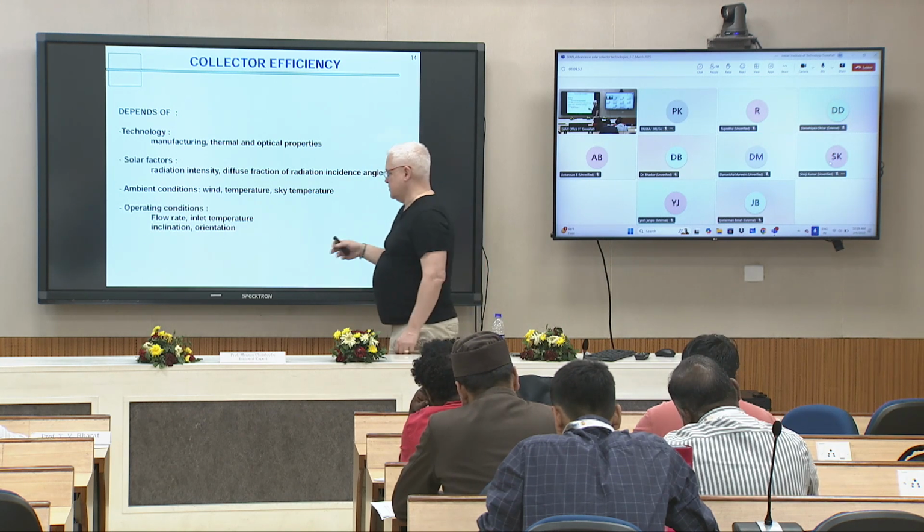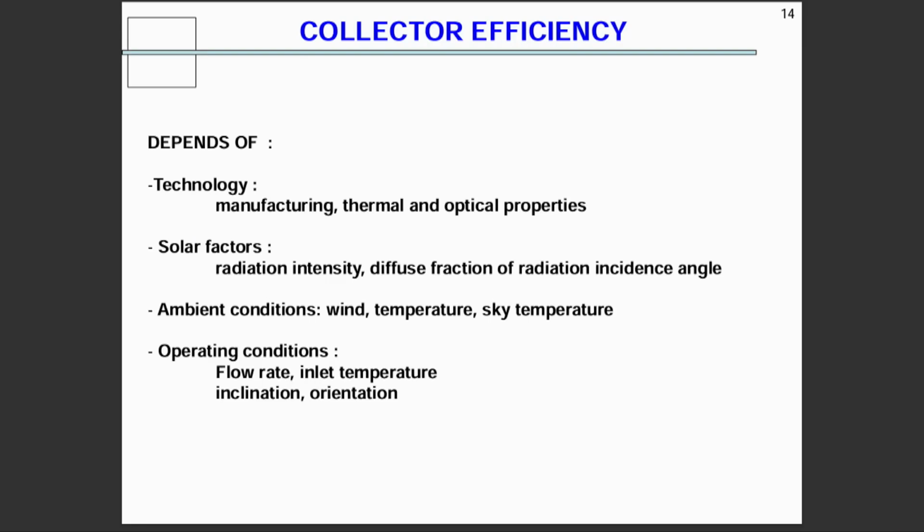And yes, very important, flow rate, inlet temperature and ambient temperature are parameters that are very important for the efficiency.